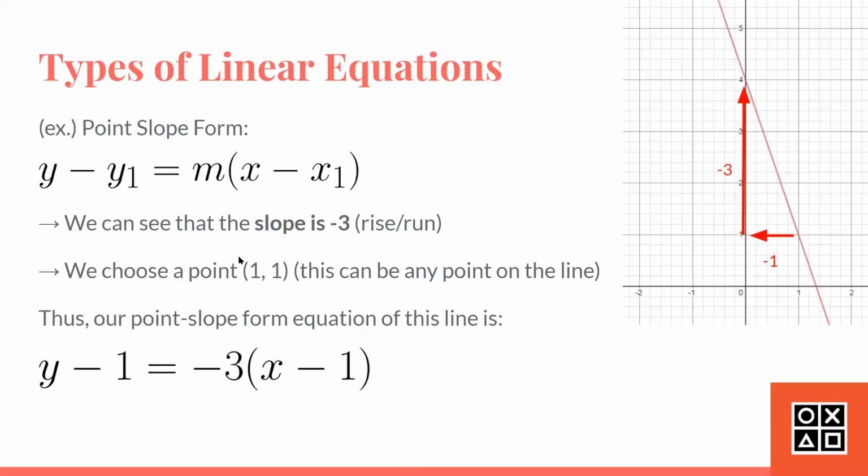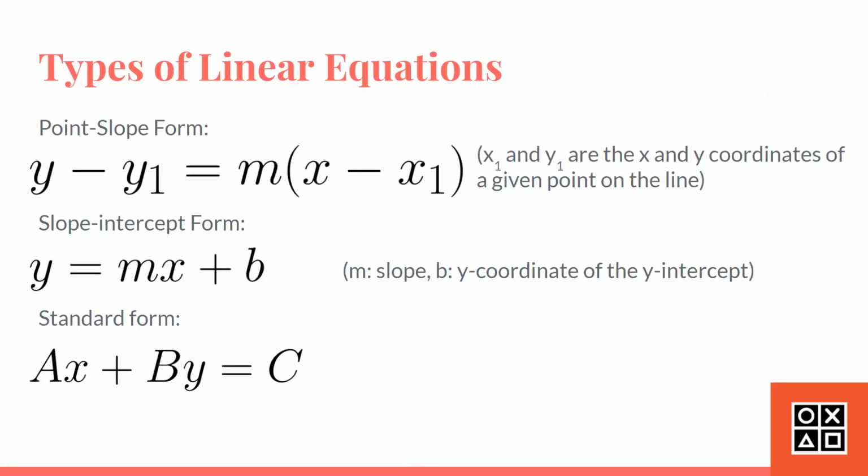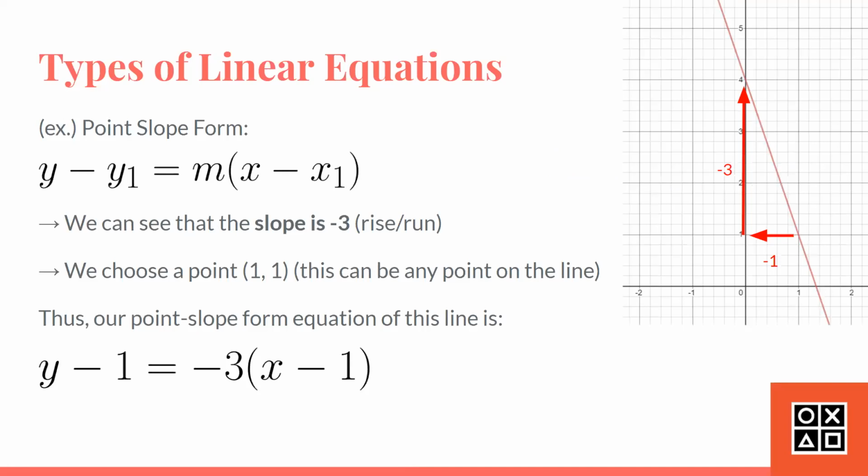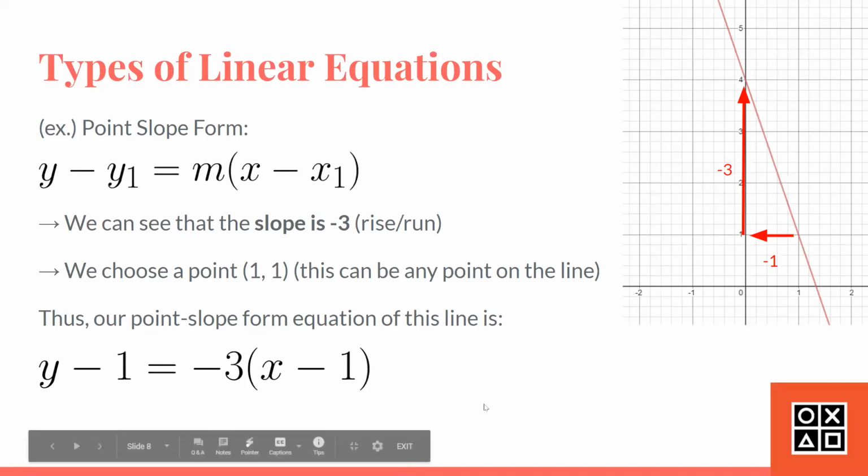So the first type of linear equations is the point-slope form, which is y minus y1 equals m parentheses x minus x1, where y1 and x1 are the coordinates of a given point on the line. So we can see that the slope is -3, which is rise over run.